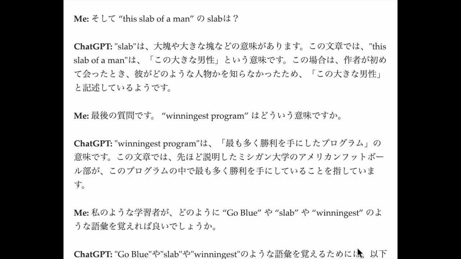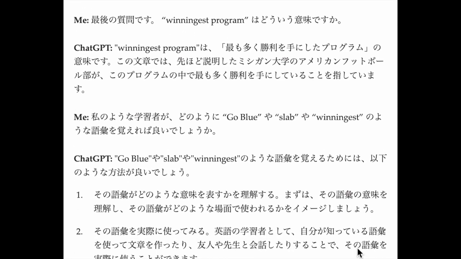Okay. Next, I asked about the winningest program. What does a winningest program mean? And so, one with the most victories was the answer in Japanese. There's a little bit of a mistake in the Japanese. It says it's getting the biggest number of wins within the program is what it says on the third line, which is a misreading or misunderstanding of the word program in this context. But I think even though this explanation is not perfect, it still would be sufficient for a learner to grasp the meaning.